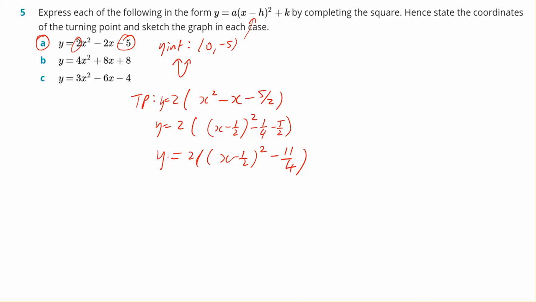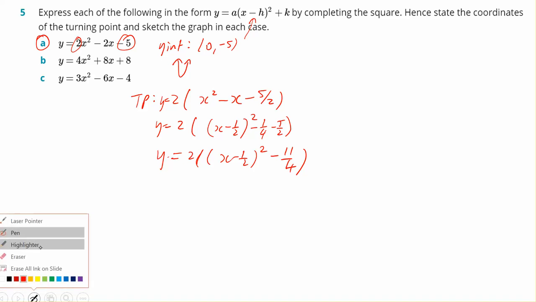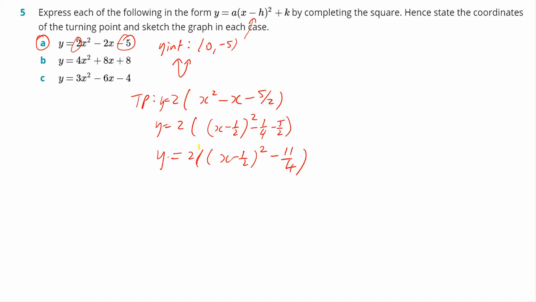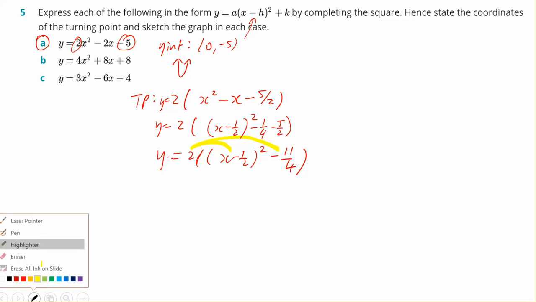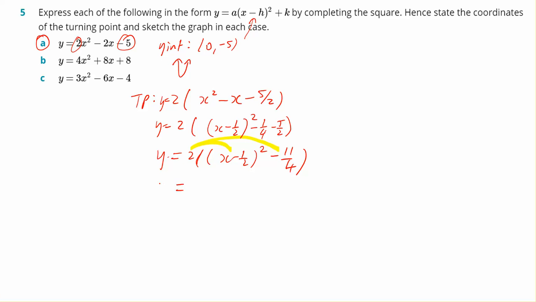Now, here's what we're doing. We're expanding a bracket here because we've got a double bracket going on. I need to multiply the 2 with the bracket inside and the 2 with the fraction as well. So 2 times the bracket is just 2 outside the bracket, and 2 times -11/4 is -11/2. So now I've got my equation in turning point form, and I don't have a double bracket scenario in it anymore.